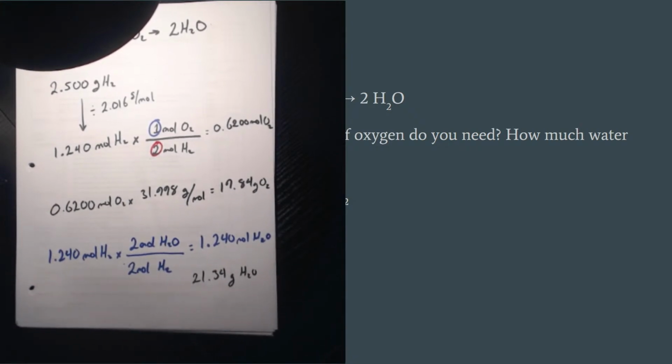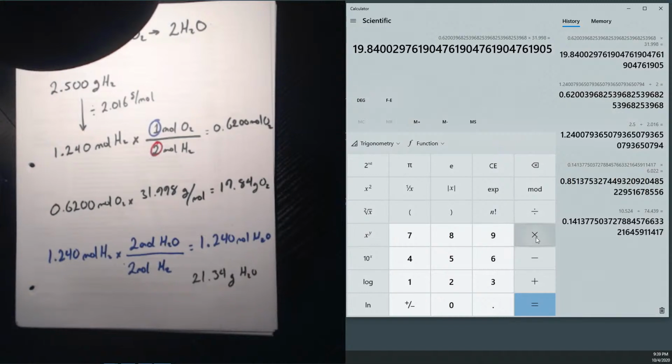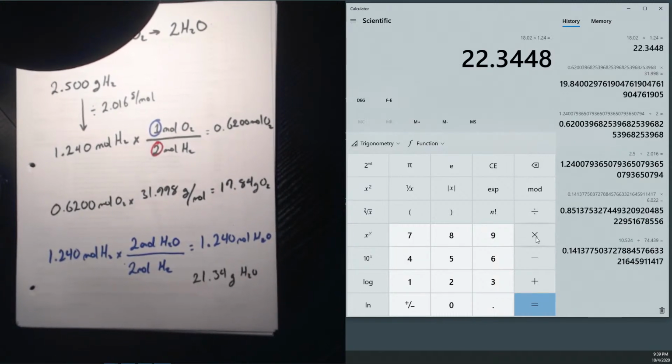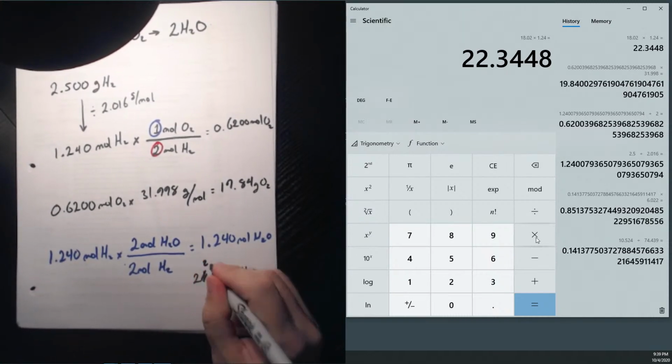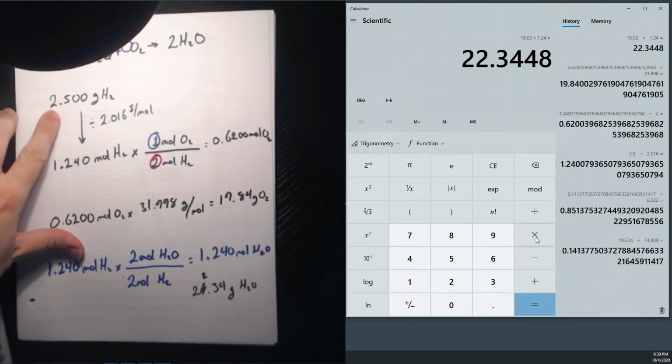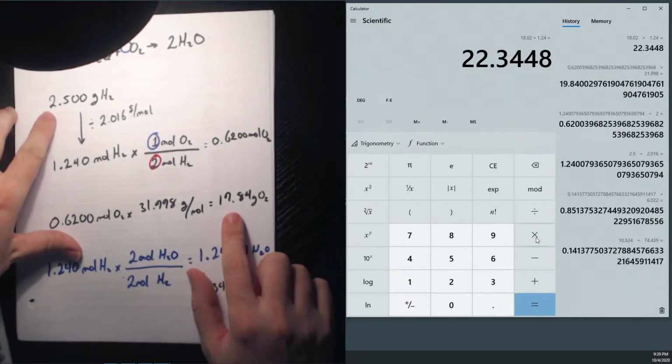How did I do that? Well, I could have done the multiplication, even though I didn't. The molar mass of water is 18.02. We multiply that by 1.24, and we get... Did I do my math? I did do my math wrong. You can see, yeah, 22.34, not 21.34. But all I did was I added 2.5 grams of hydrogen to 19.84 grams of oxygen.